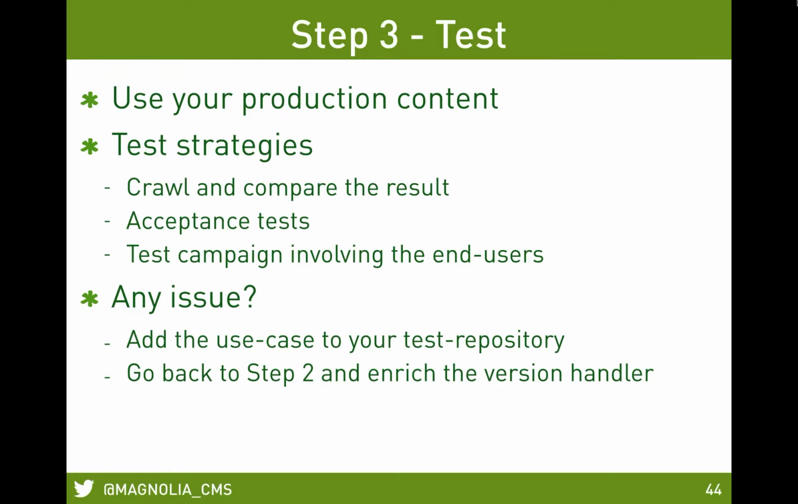Now you can test your migration. So at that point, you can use your production content, and it's exactly the same as in the previous migration step. So you will have to choose a test strategy. So either you crawl and you compare the results. You can run acceptance tests, fully automated or manual. You can also run a test campaign involving the end users. And if you find any issue, you have to add the corresponding use case to the test repository and go back to step 2 to enrich the version handler.